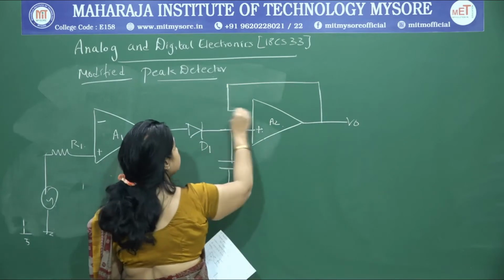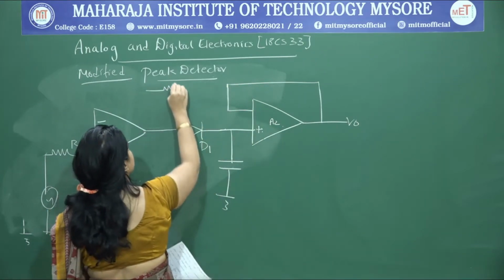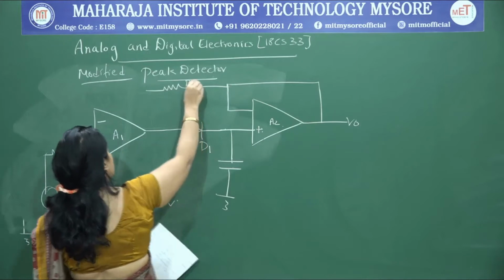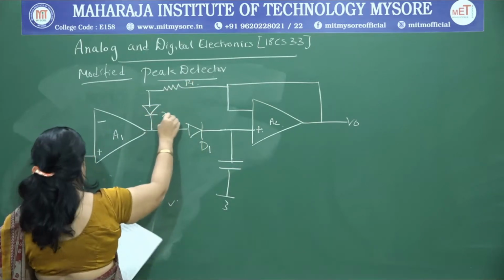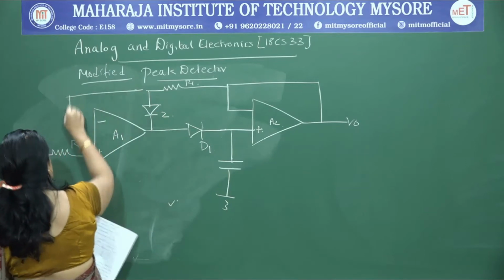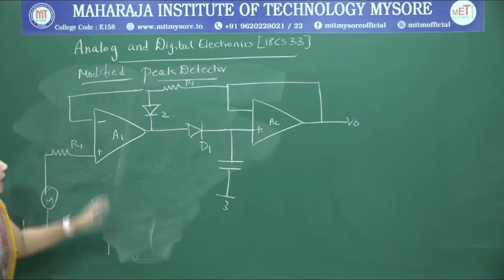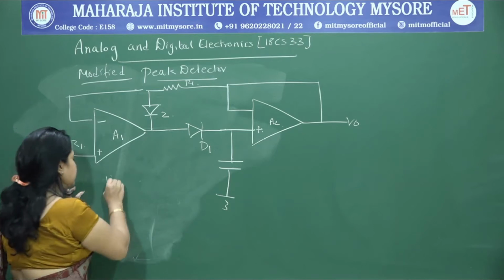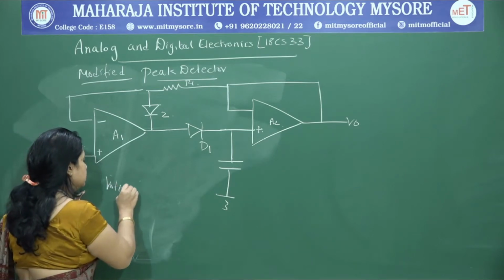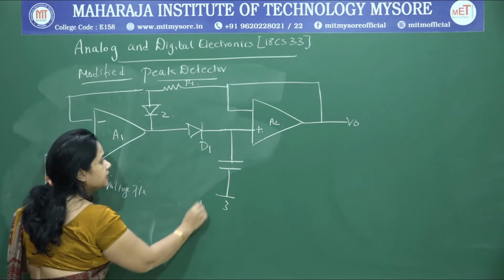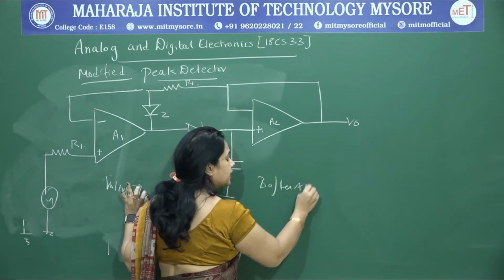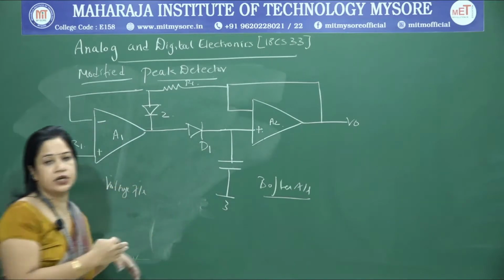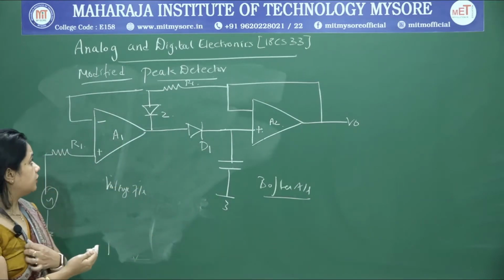So, you can see resistor R1, so here op-amp A1 acts as a voltage follower, and op-amp A2 acts as a buffer amplifier. So, when I say it is acting as a buffer amplifier, it provides isolation between the input and output circuit.